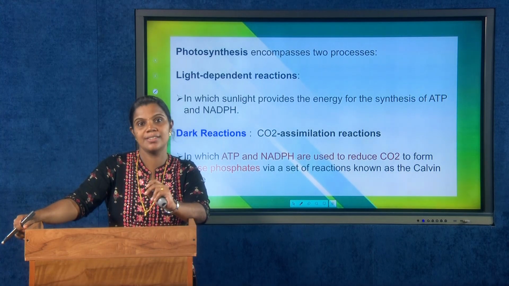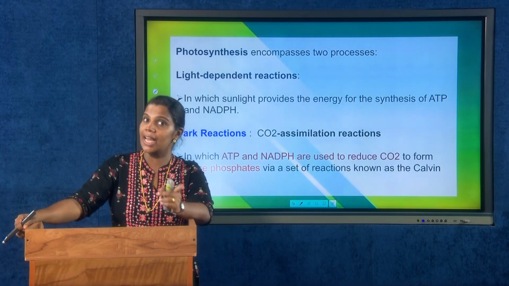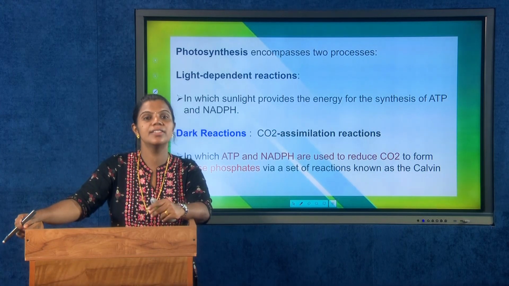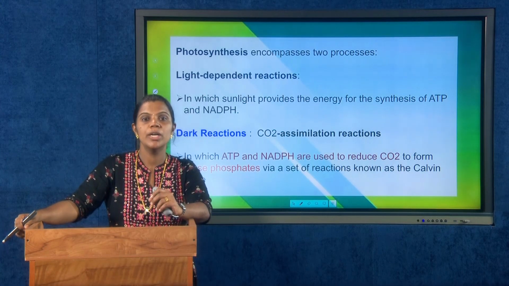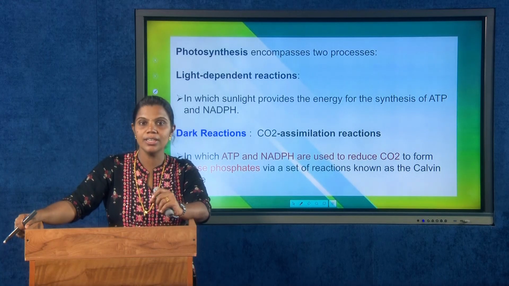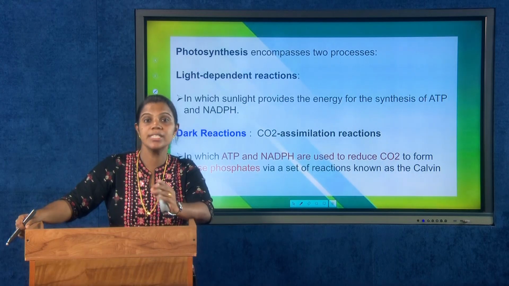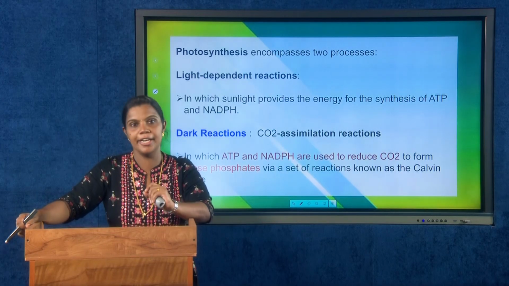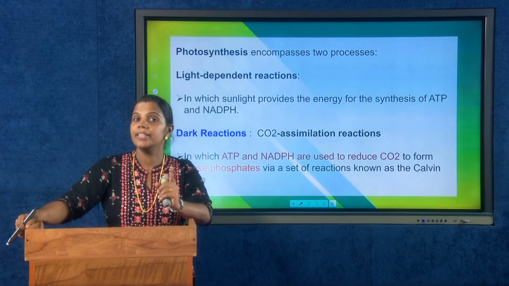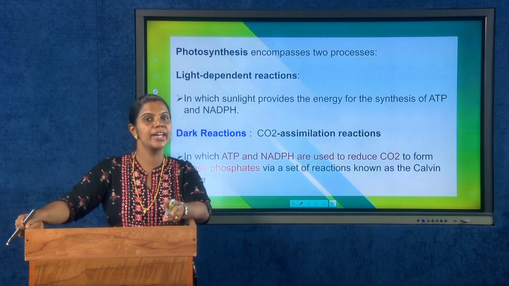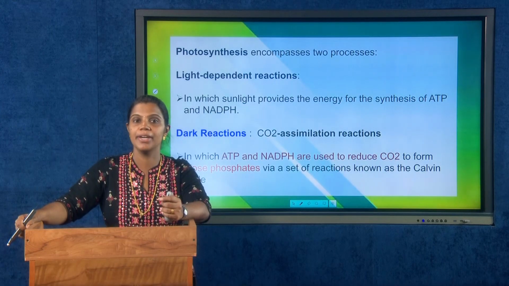So, in summary, we can say that photosynthesis actually encompasses two processes. The first one is the light dependent reaction and the other is the dark reaction. So, in light reaction, what does occur? It will use the sunlight to synthesize ATP and NADPH. And in the dark reaction, what is actually occurring? It is the assimilation of carbon dioxide.